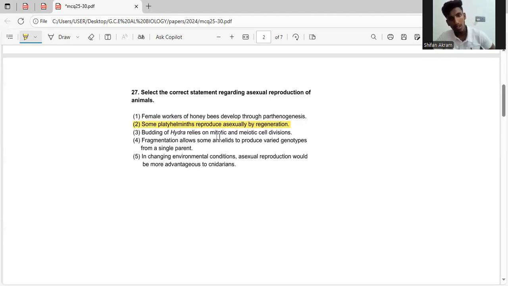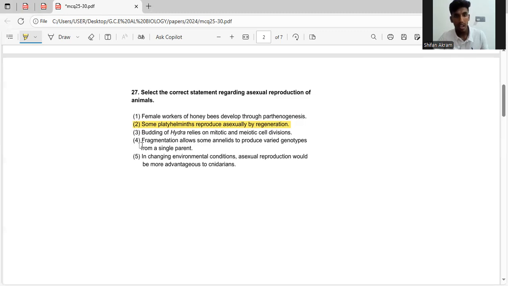Budding of Hydra relies on mitotic and meiotic cell divisions. We know budding is a form of asexual reproduction, and in asexual reproduction, only the same types of cells are there. So how are the same types of cells produced? It's by mitosis, not meiosis. Because of that, there's no meiosis cell division. We can eliminate that answer.